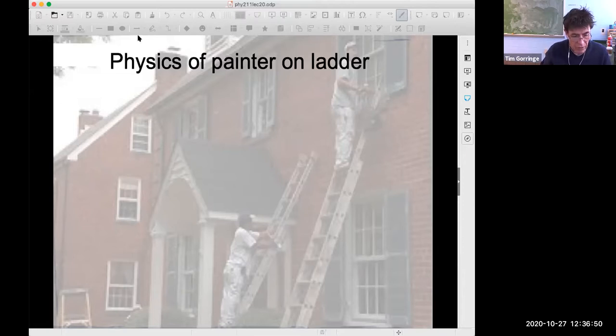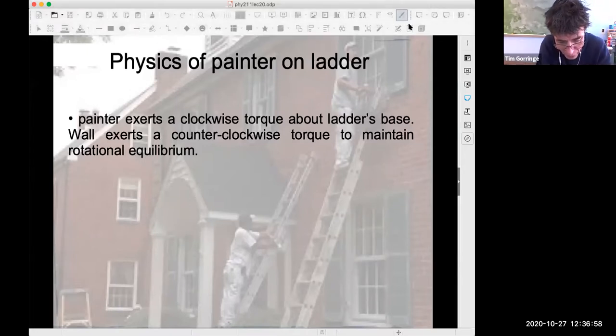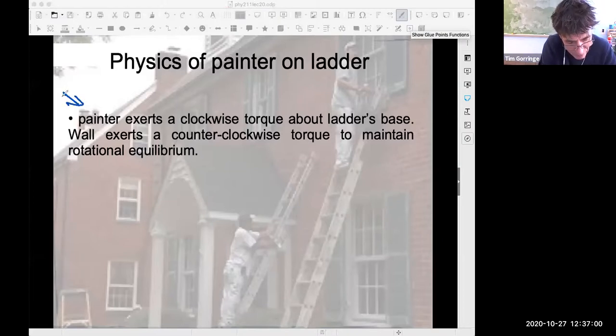Let me just walk through some of the physics ingredients of this problem. So here's the first point I want to make: the painter on the ladder is exerting a clockwise torque on the ladder. So the painter standing on the ladder will tend to try and rotate the ladder clockwise towards the ground, about the base of the ladder.